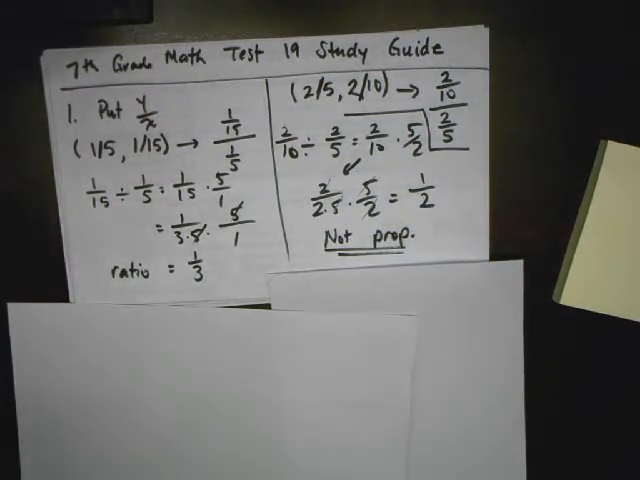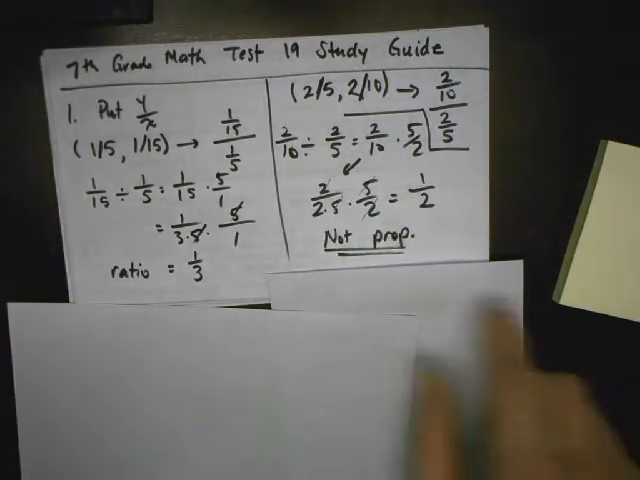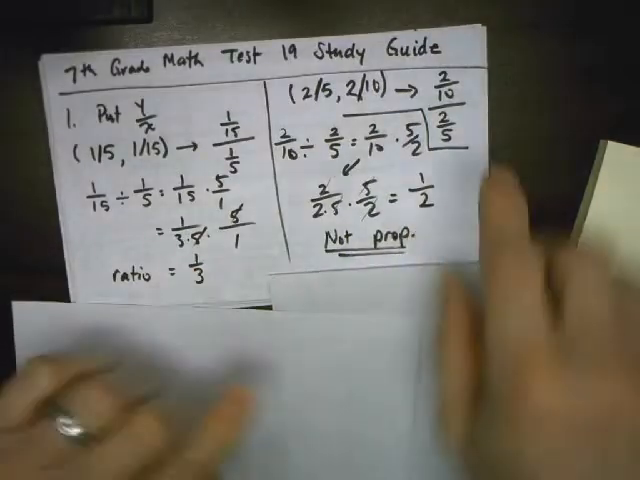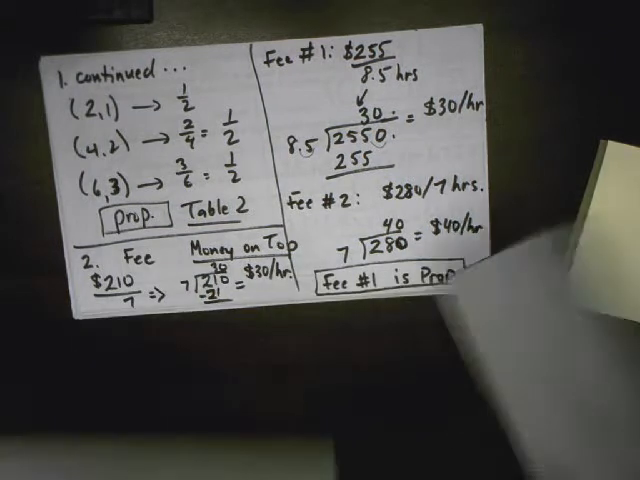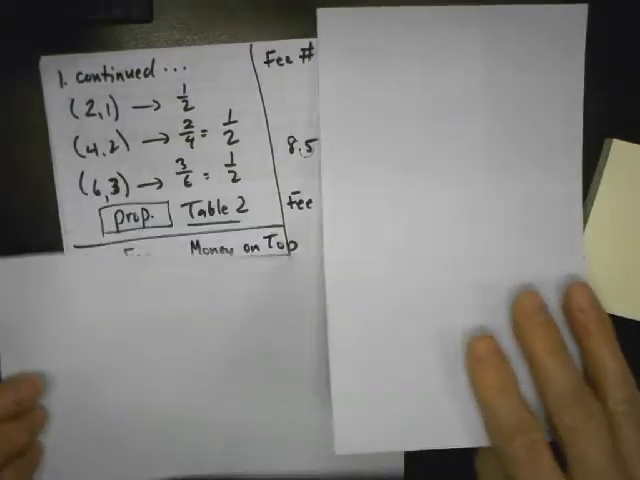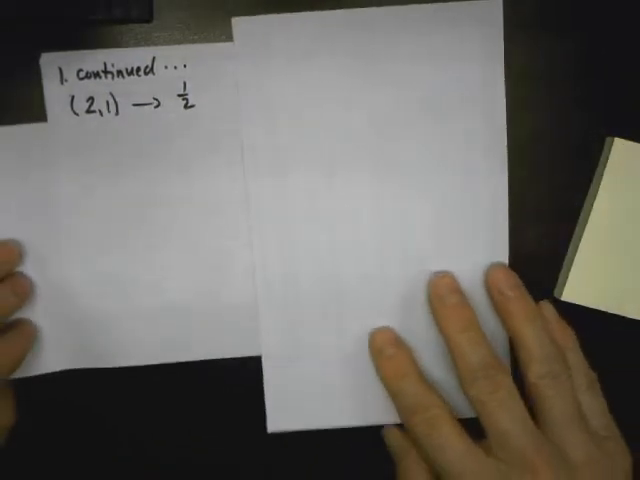I know that table 1 is not proportional because I didn't get the same ratio for all of them. If you don't get the same ratio for all, it's not proportional. So forget about table 1. Let's take a look at table 2. So table 2 is a little bit easier.